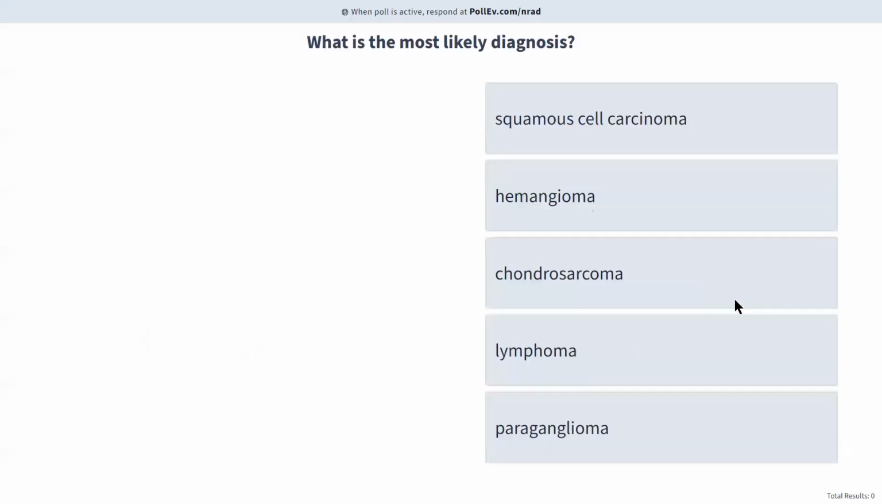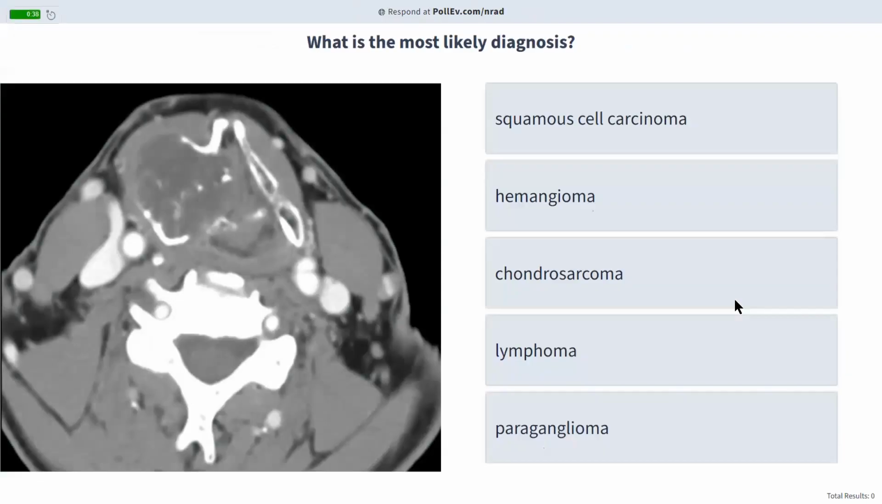Okay, what is the most likely diagnosis? This image, patient has voice changes. Let's say they're a 45-year-old presenting with dysphonia, and so they got a CT neck.